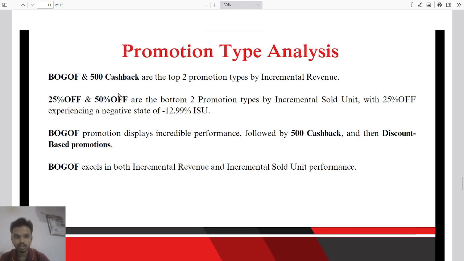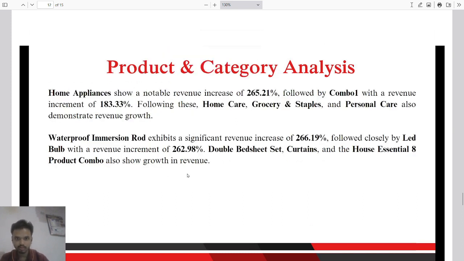Promotion type analysis. Buy one get one free and 500 cashback are the top two promotion types by incremental revenue. 25% and 50% off are the bottom two promotion types. Buy one get one promotion displays incredible performance, followed by 500 cashback. Buy one get one free excels in both incremental revenue and incremental sold unit performance.